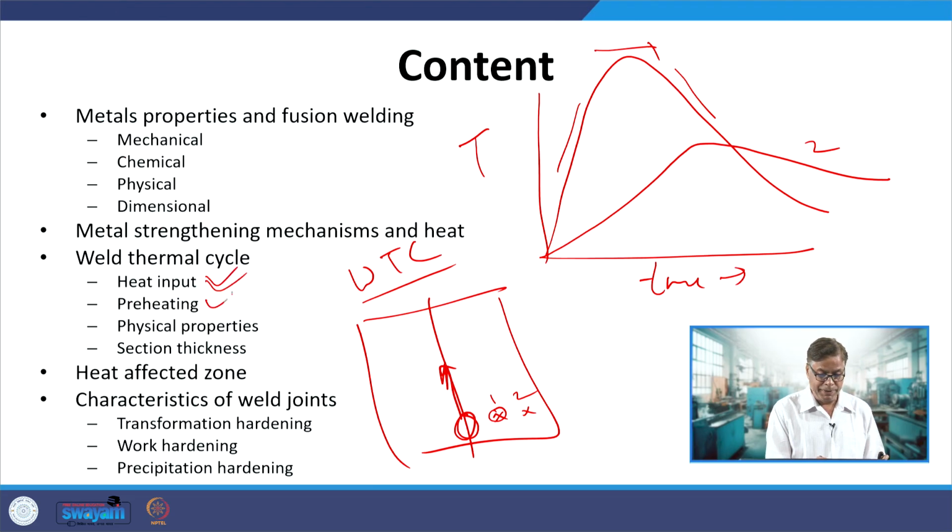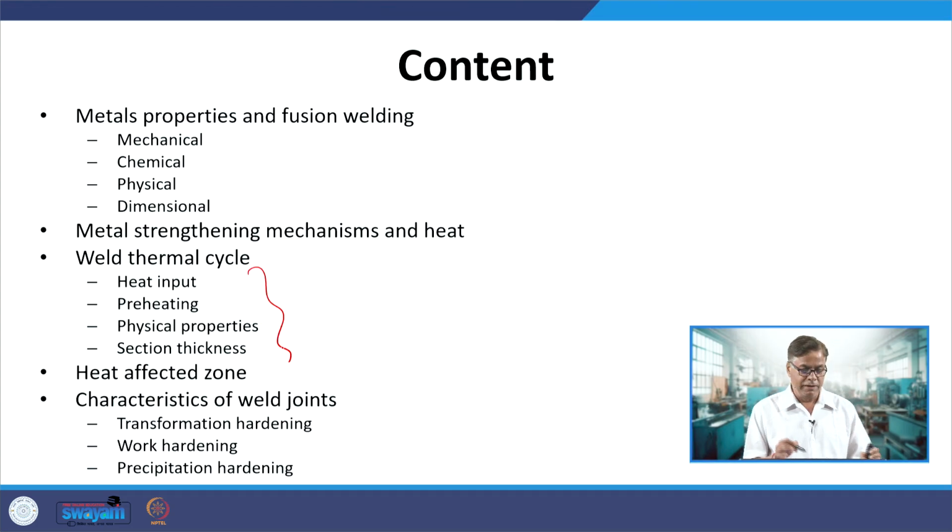This is one. Preheating temperature, if at all being used during the welding, physical properties like thermal conductivity, and section thickness. So, there are multiple parameters related with the welding as well as the metal being welded, that will be affecting the weld thermal cycle being experienced for a given condition. So: heat input, preheating, physical properties like thermal conductivity, and section thickness.